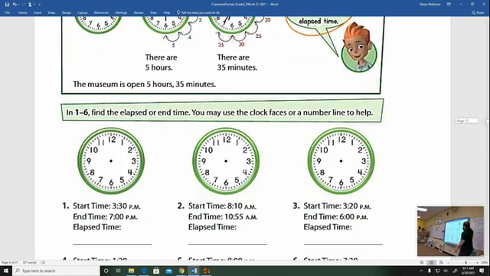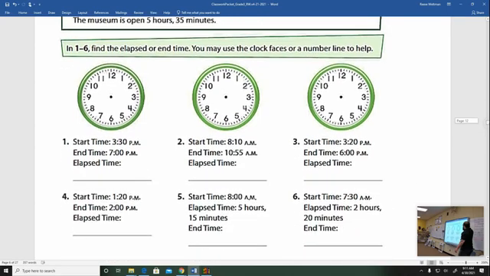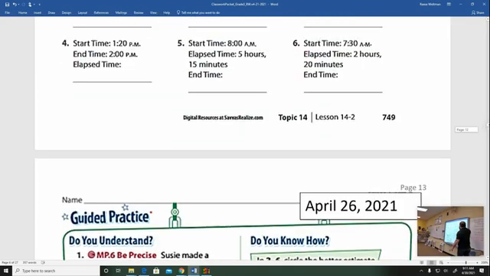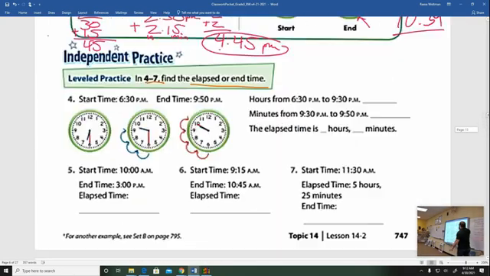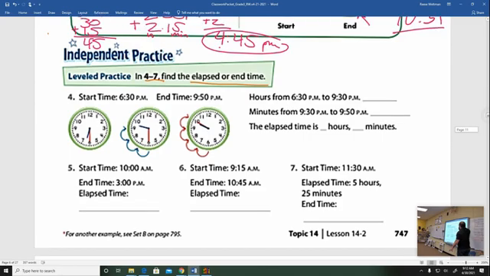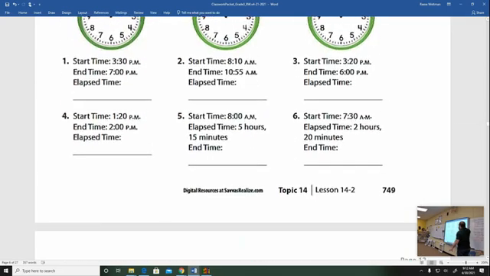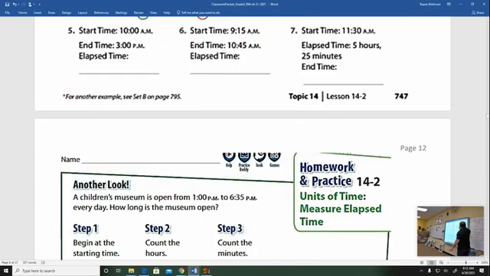Then you will do this section down here. This is 1 to 6. Find the elapsed or end time. You may use your clock faces or an underline to help. They gave you some clock faces to use. Those might help you. And that's all we're actually going to do on that. So it's just the independent practice section here, 4 problems, and then 6 problems on this page. And that's it.